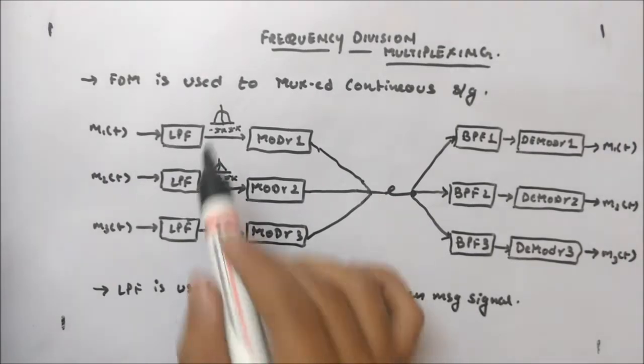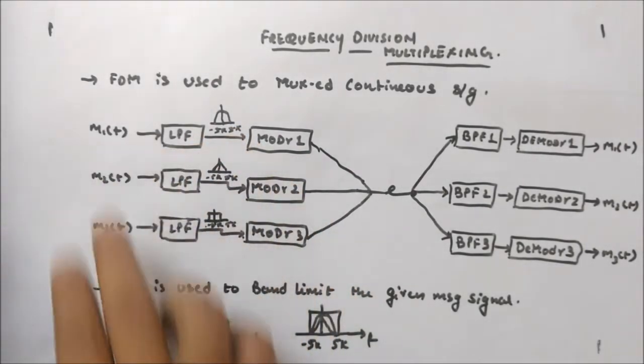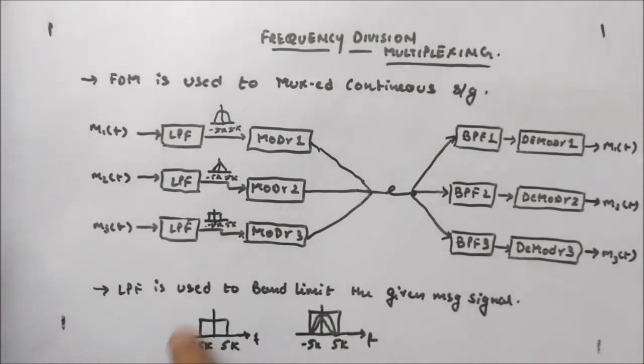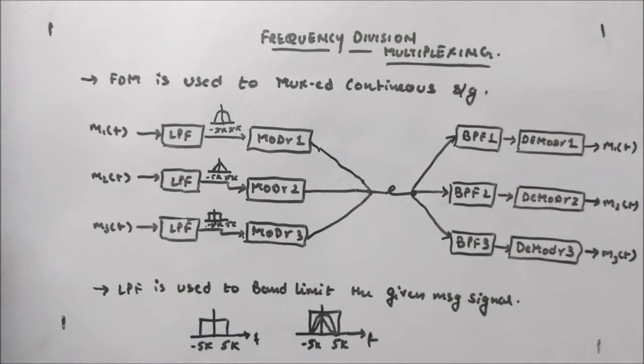Okay, this is how the low pass filter will work. It will restrict the domain of the message signal. For example, if your low pass filter has a response from minus 5k to 5k, you can see your signal is restricted between minus 5k and 5k. So the low pass filter is used to band limit the given message signal. That is the use of the low pass filter.